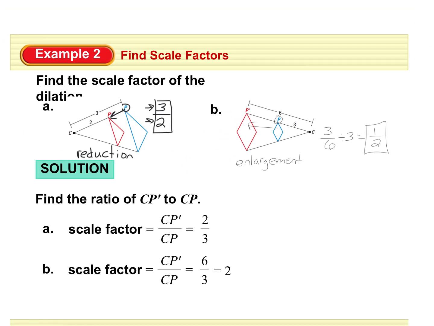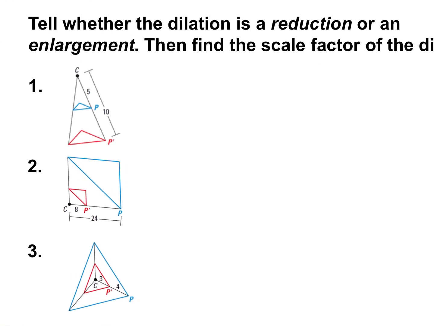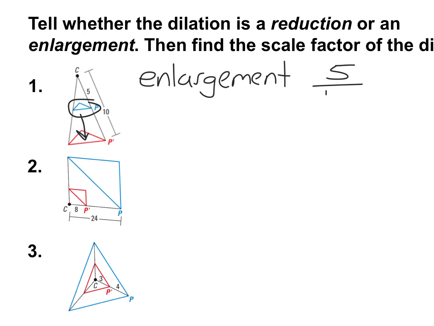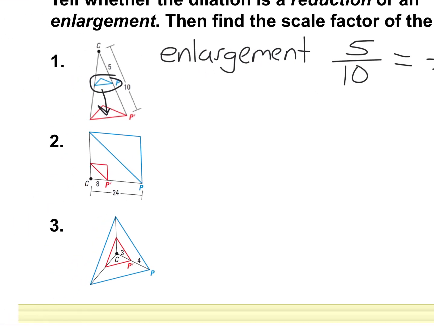Those are the two things we're going to look at today. Go ahead and try these 3 on your own. State whether it's a reduction or enlargement, and then find the scale factor afterwards. On number 1, which one's our original image? Blue. So are we doing a reduction or an enlargement? Enlargement. Scale factor, what was our original length? 5. New length was 10. What does that reduce down to? 1/2. Good.